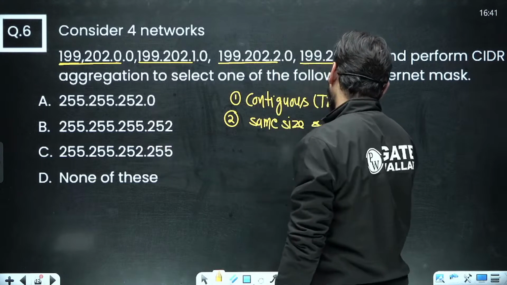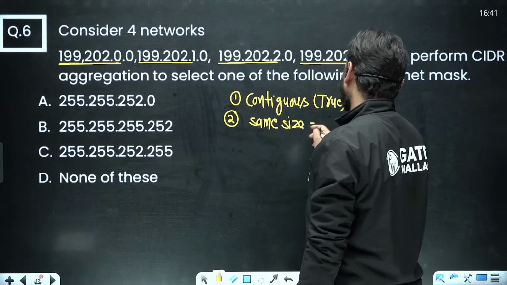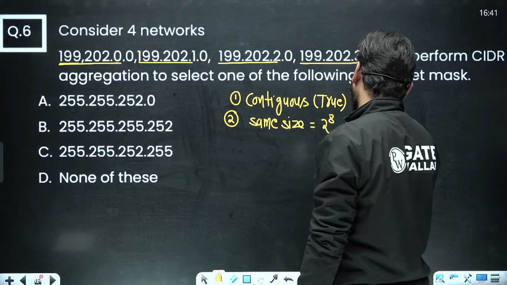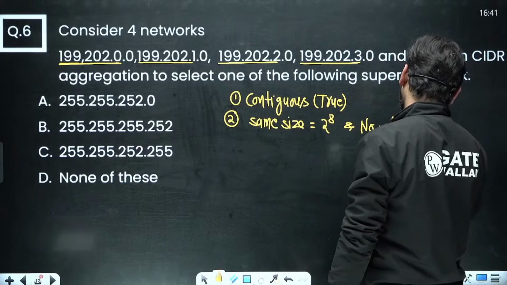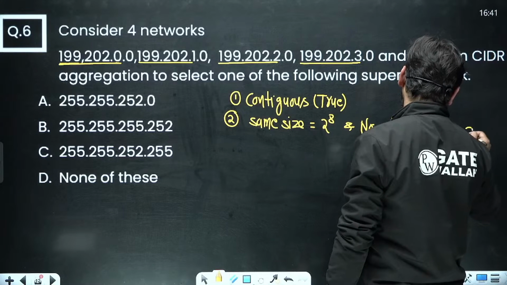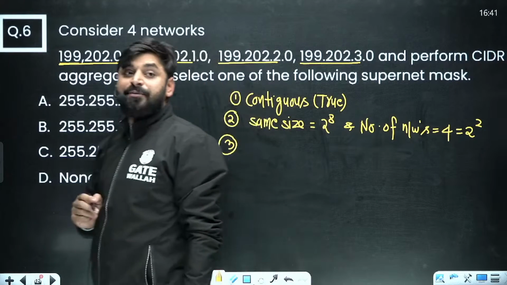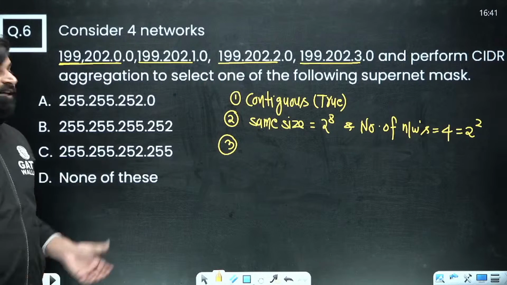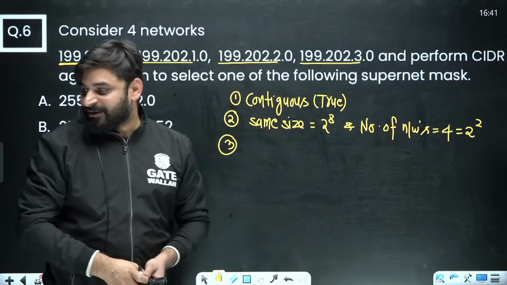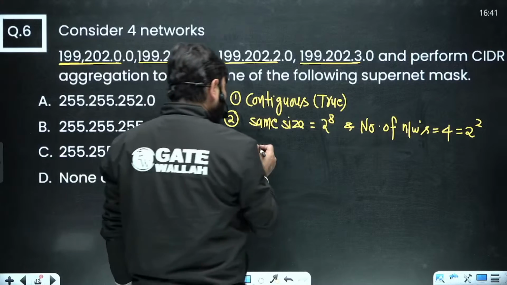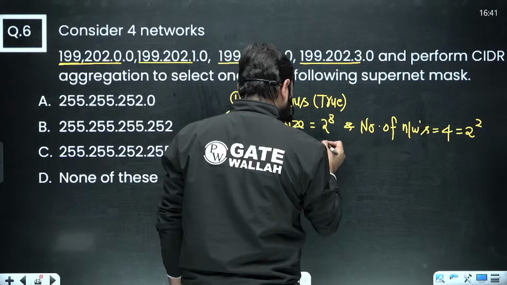Same size and number of networks: each network is 2 power 8, and the number of networks is 4, which we can say is 2 power 2. What is the third rule? The first network ID must be divisible by the total size of the supernet. Since none of these answers may be correct, supernetting may not be possible. So what is the total size of the supernet?